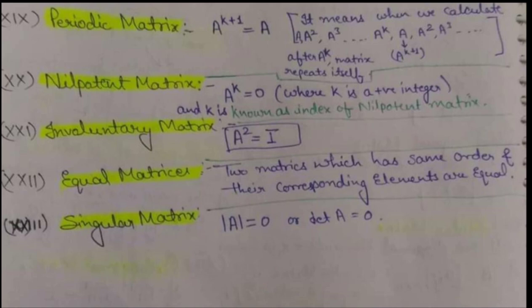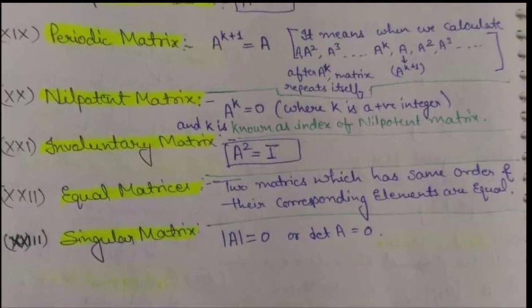Singular matrix is one which has the determinant equal to 0. If for any matrix the determinant is 0, we will say that it is a singular matrix. If its determinant is non-zero, we will say it is a non-singular matrix. It's very easy to memorize: in non-singular, the 'non' is present and the determinant will also be non-zero.